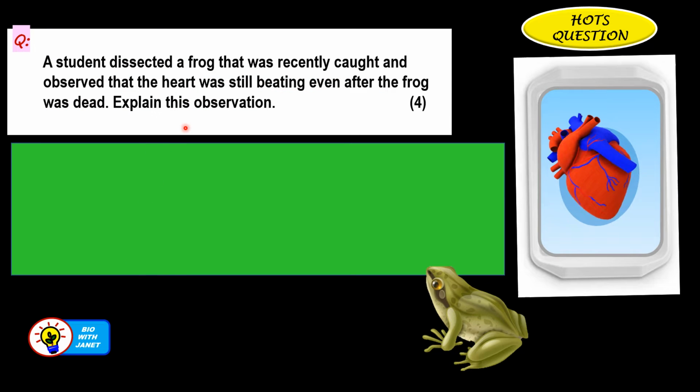Now let's try this question. A student dissected a frog that was recently caught and observed that the heart was still beating even after it was dead. Explain this observation. 4 marks. So you can try to apply what you've learned just now, and pause the video for a while and try the question.